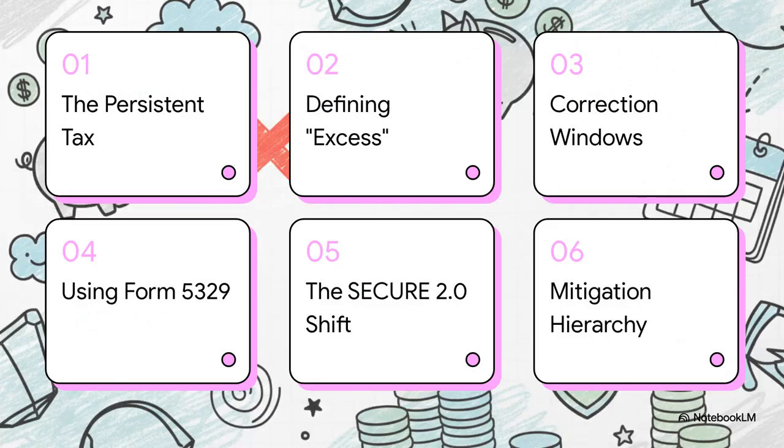So to get to the bottom of this, we've got a clear game plan. We'll start with the tax itself, then we'll define what an excess contribution even is, talk about the timing of corrections, get into the nitty-gritty of Form 5329, cover the big changes from the Secure 2.0 Act, and finally, lay out the absolute best way to report and fix this mess.